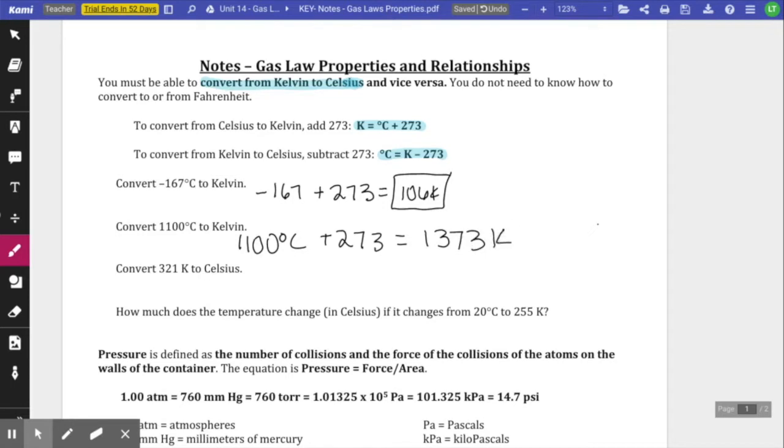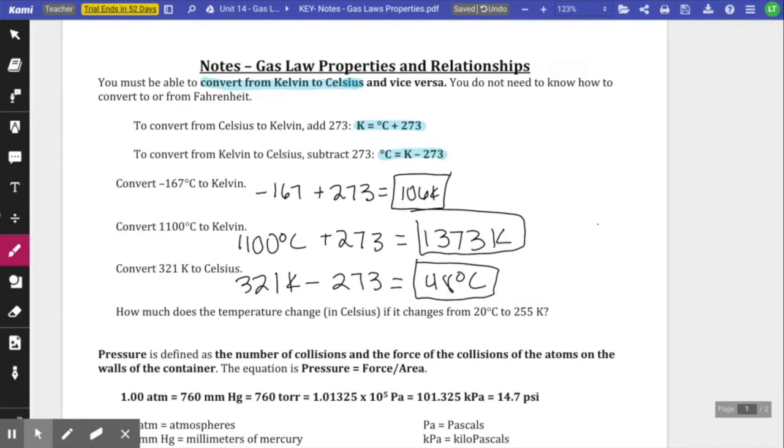I got 1,373 Kelvin. All right. Now, this time, we are going to convert from 321 Kelvin into Celsius. So Kelvin to Celsius, we're just going to subtract 273 now. So 321 Kelvin minus 273 gives us 48 degrees Celsius. So yeah, it's pretty simple.